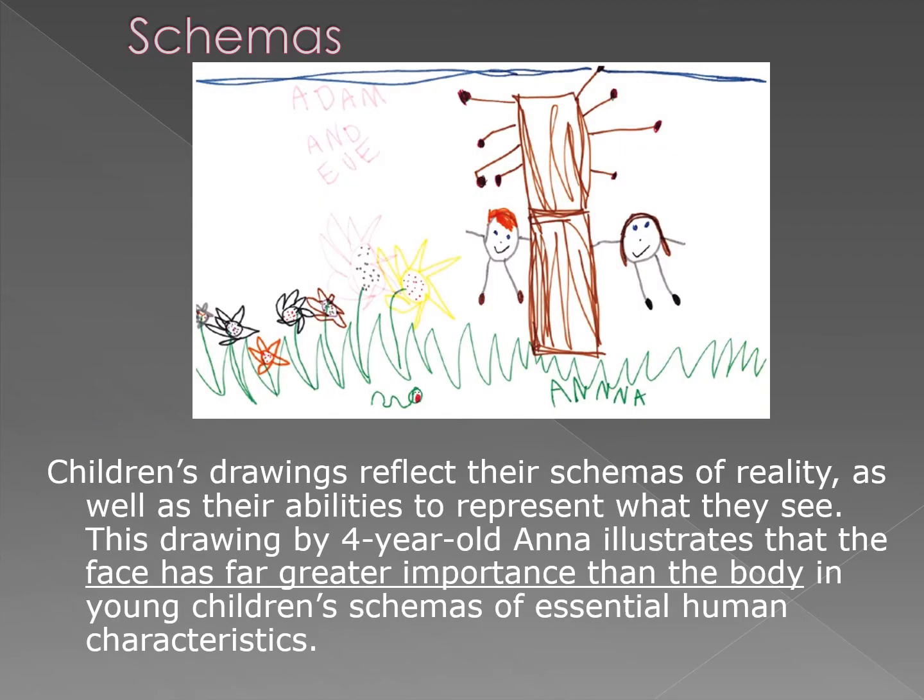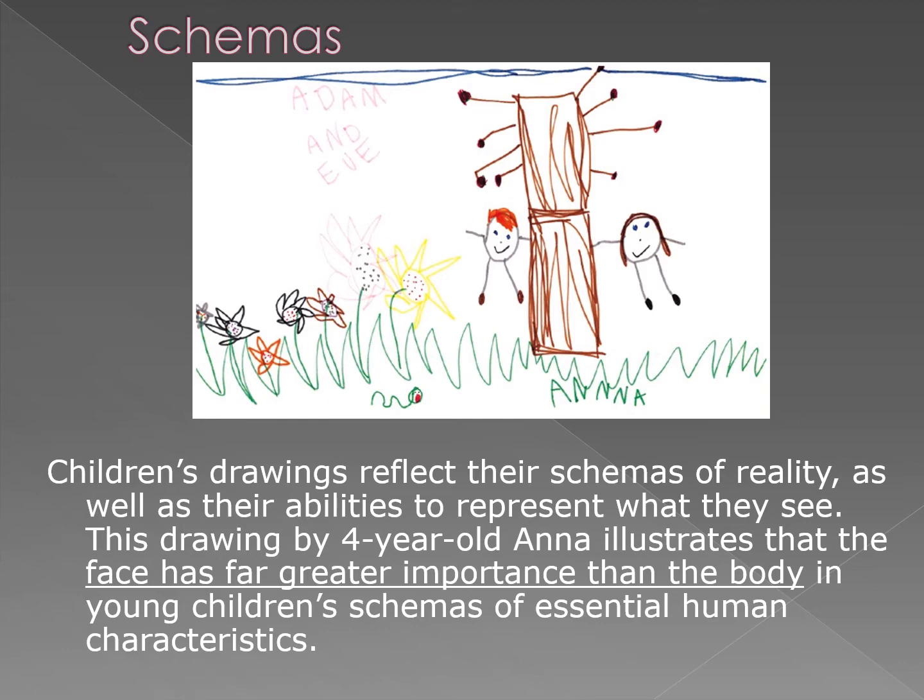So here's an example of schema. If you look at this child drawing here, children's drawings reflect their schemas of reality. All right, so it's how they see things, as well as their abilities to represent what they see. This drawing by 4-year-old Anna illustrates that the face has a far greater importance than the body in young children's schemas of essential human characteristics.